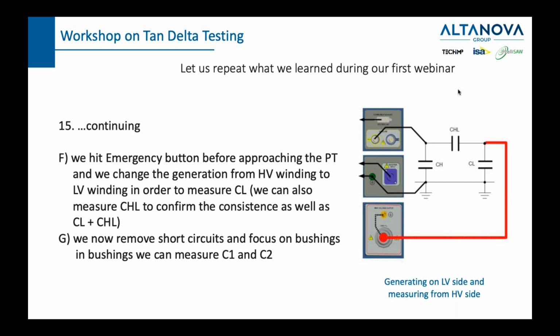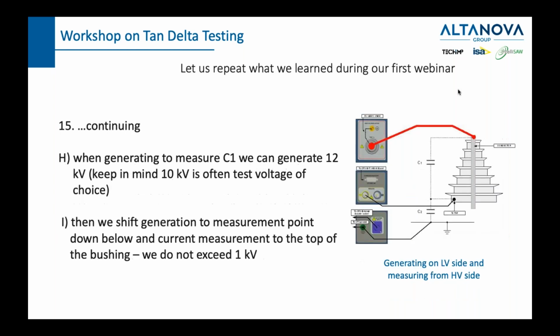If there is no measurement tap on the bushing, sometimes you can also use a hot collar, and if you're doing that, you need to clean the insulation of the bushing properly. So this is how we do the test on the bushing. This is C1 from the top of the bushing all the way until the tap, and then from the tap to the ground. This is what the bushing looks like. And we can generate 12 kilovolts if our nominal voltage is more than that, and very often 10 is the standard in that case.